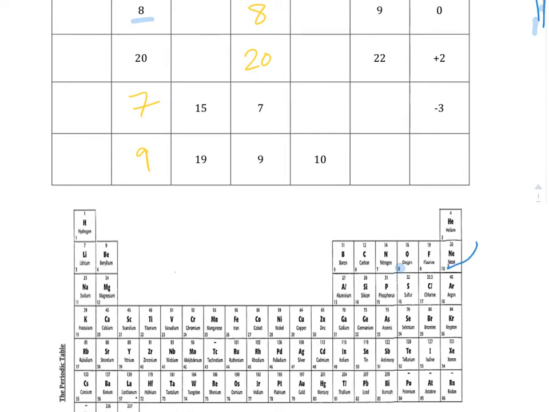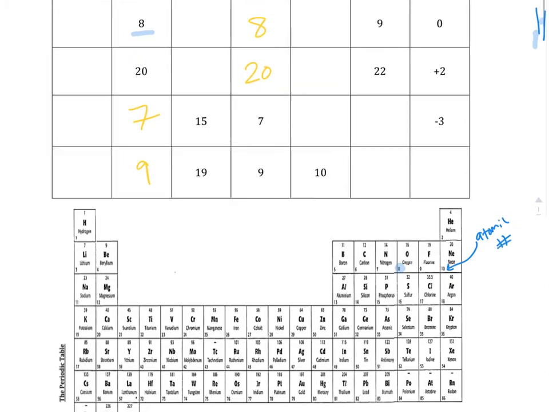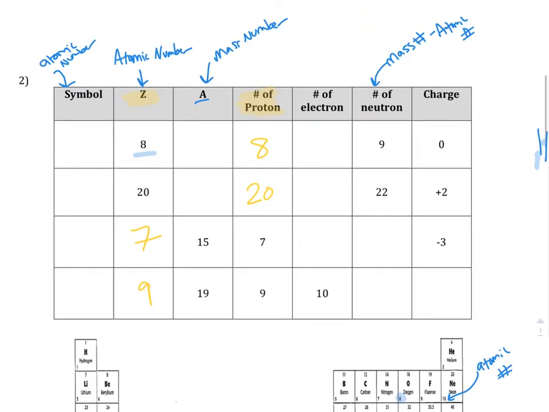So you're always going to be looking at the small number. So this is the atomic number. It's the small number, okay? Don't ever look at that big number. It's the small number. So now let's go back up. So 8 is which element? Oxygen. So I can just put O.